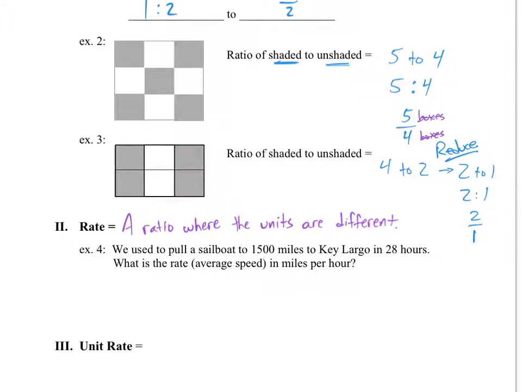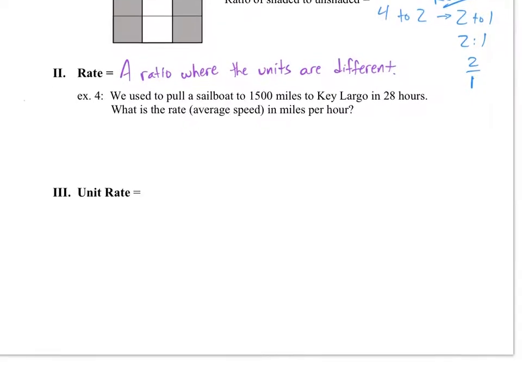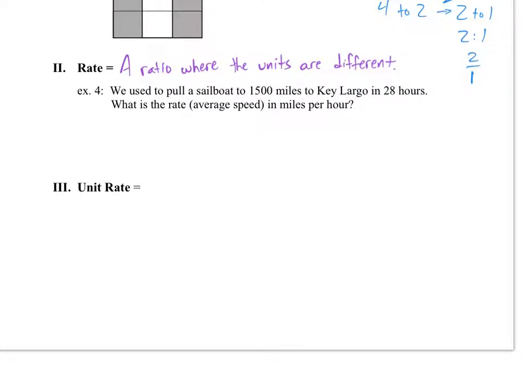A rate then is going to have different units. If we go down to example 4, so we used to pull a sailboat 1,500 miles to Key Largo. Looks like I have a little bit of a typo. In 28 hours, what's the average speed, or what's the rate in miles per hour? So if we have this miles per hour, per means division. So what we're saying is we're going to do miles divided by hours. So the number of miles would be? 1,500. Perfect.